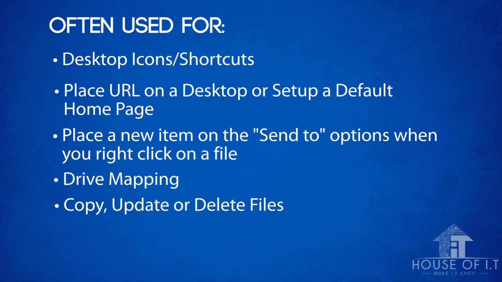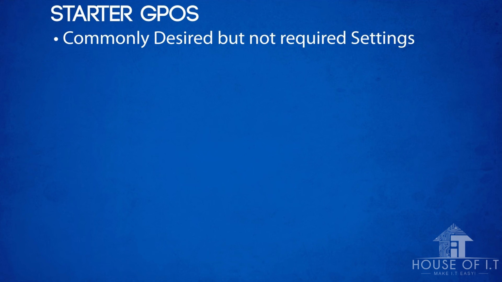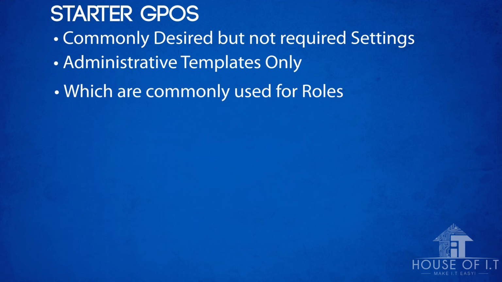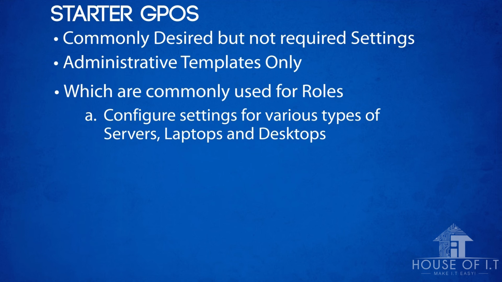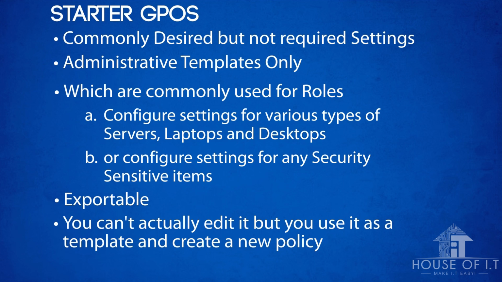updating, or deleting files. Now for Starter GPOs, these are policies that are commonly desired but not really required settings. These are administrative templates only, which are commonly used for roles, configure settings for various types of servers, laptops, and desktops, or configure settings for any security-sensitive items. It is also exportable. You can put them in zip files and transfer them to your lab environment, but you can't actually edit it, but you can use it as a template to create a new GPO.